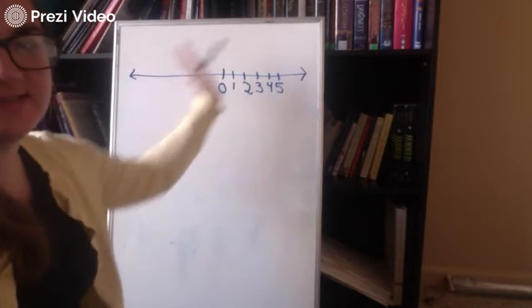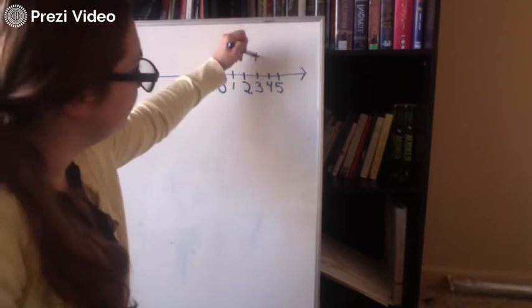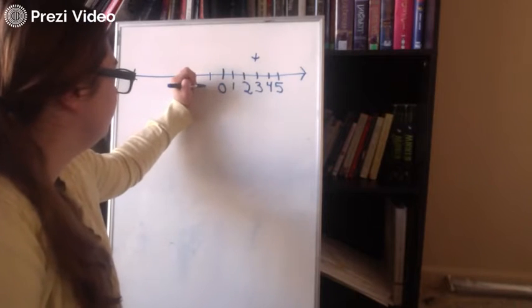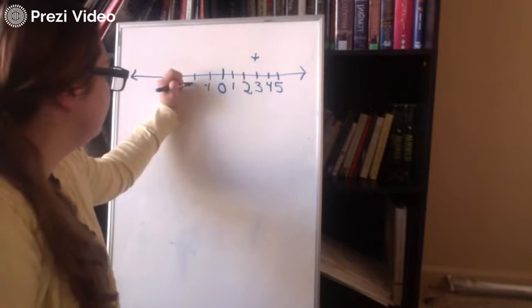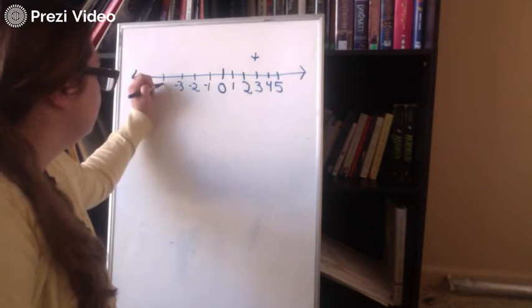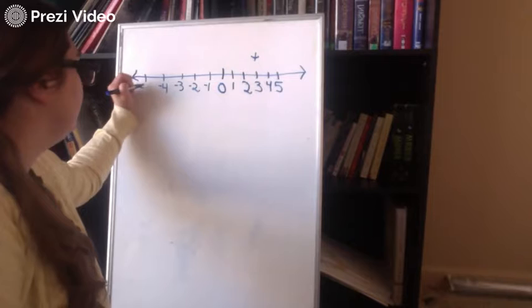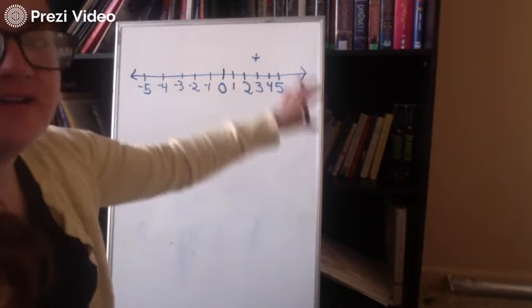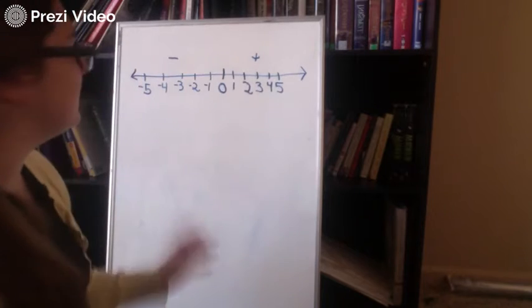So those are our positive numbers, right? And over to this side, we have our negative numbers. So that would start with -1, -2, -3, -4, and -5.